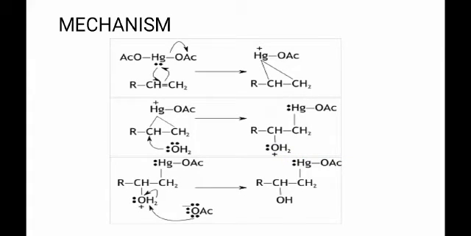This is the mechanism for the oxymercuration reaction. In the first step, the nucleophilic double bond is attacked by the mercury ion, which ejects an acetoxy group, and the electron pair on the mercury ion attacks a carbon on the double bond, which forms a mercurinium ion, in which the mercury atom will have the positive charge.